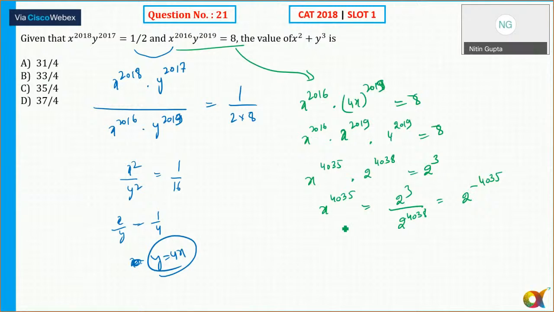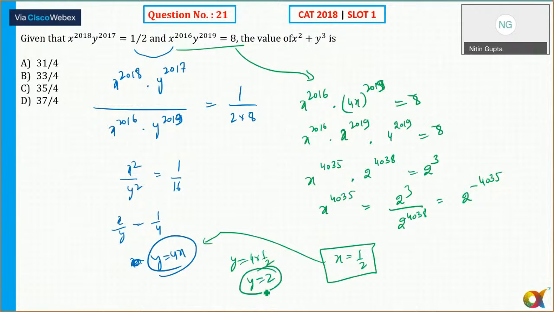So from here, I can say x is equal to nothing but half, or x is equal to 2 raised to power minus 1. Now compare the power 4035. So x is 2 raised to power minus 1, which is half. So if x is equal to half, y is equal to 4 into 1 by 2. So y is equal to nothing but 2. So x is half, y is equal to 2.